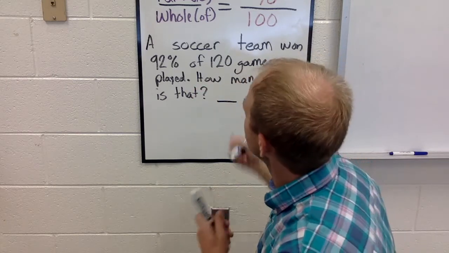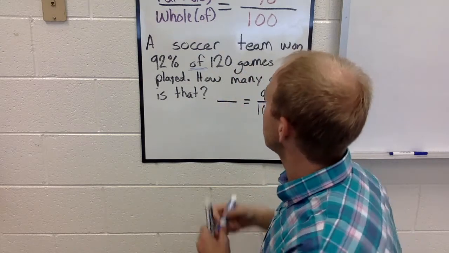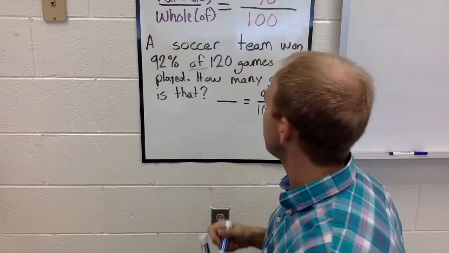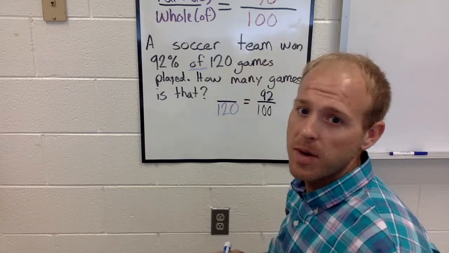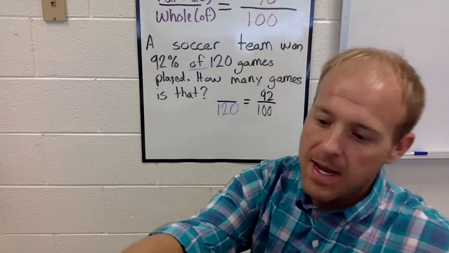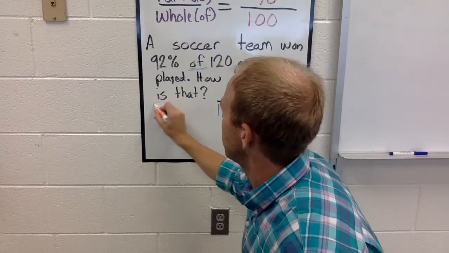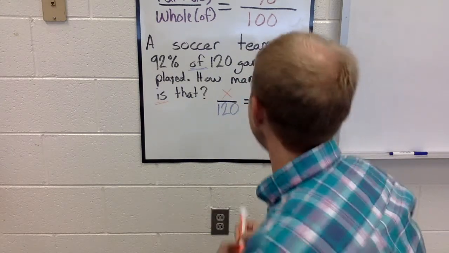Let's go ahead and underline that word of. That is a key word because remember up here we said of goes on bottom, which means that of 120 goes on bottom. How many games is that? Is is another key word right there. Is. So our x is going to be on top. So now we have this proportion.